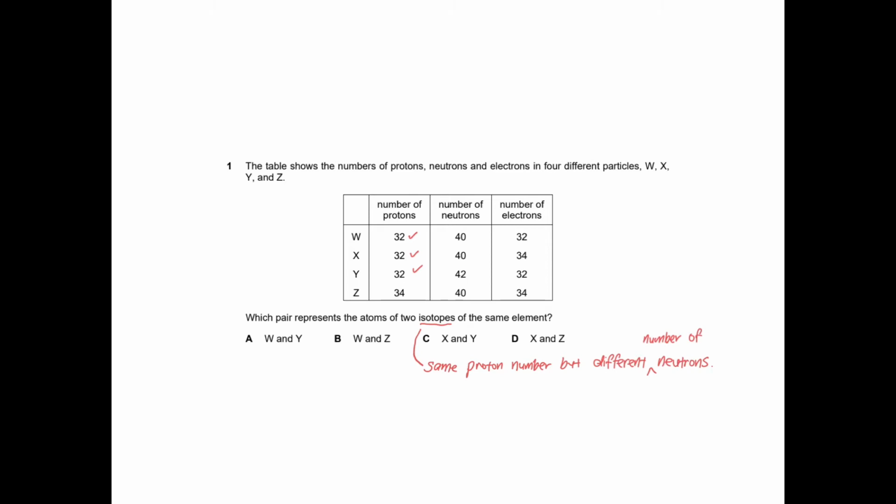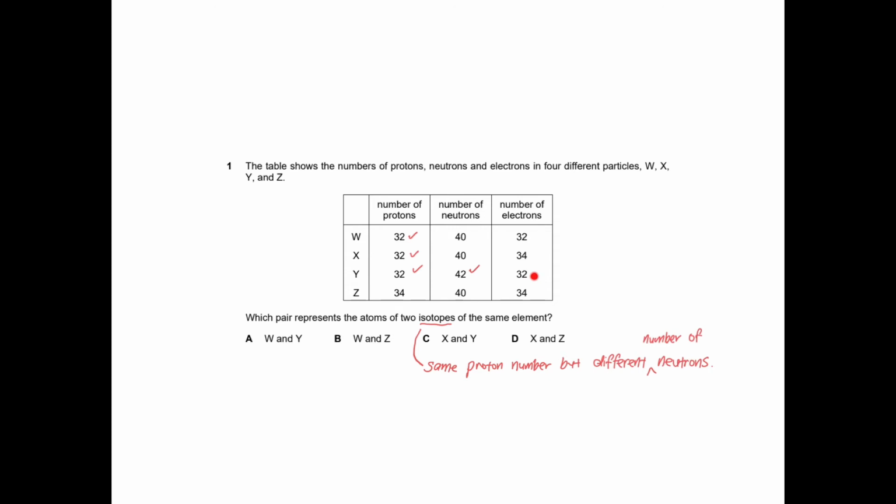Okay, so they must have different numbers of neutrons. So 42 and 40 are possible. So why are two 40s given here? Let's take a look. We look at the third column to find out the idea. When you look at the number of electrons, we see 32, 34, and 32.